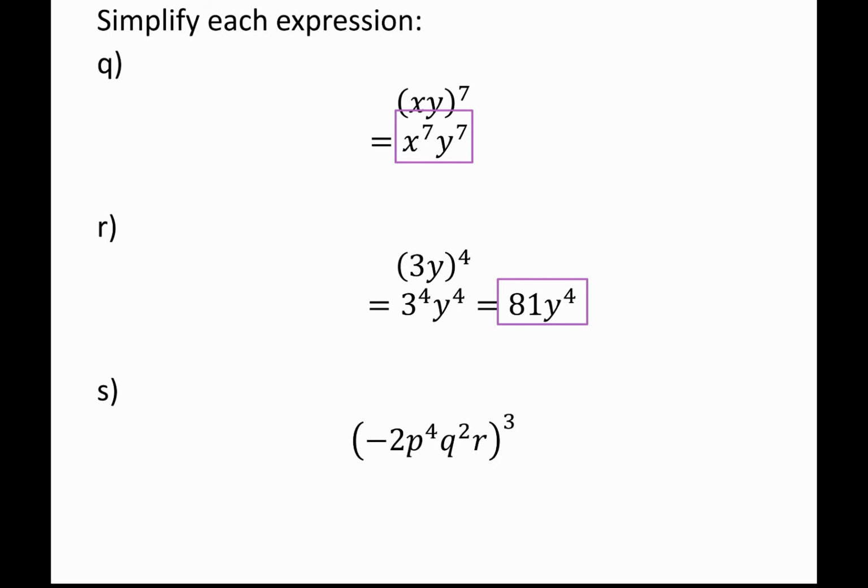Okay, moving on to example S. Take that 3 and give it to not only the -2 coefficient out in front, but the p to the 4th power, q to the 2nd power, and r, and it's going to initially look like this.